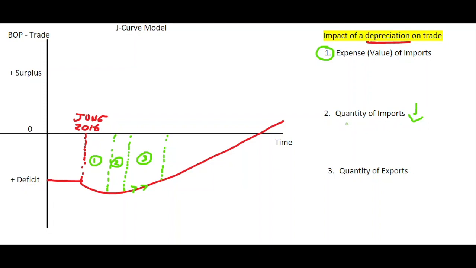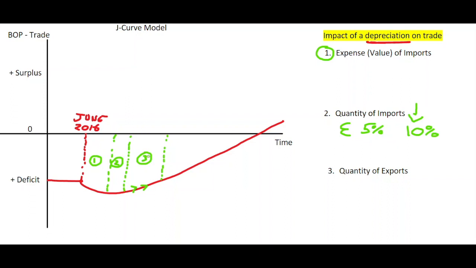Now, the actual quantity depends on the elasticity of imports. So for example, if imports are elastic, this would mean that if the price of them increased by, for example, 5%, well then the quantity demanded of them would drop by greater than 5%. So for example, by 10% in this case. So if imports are elastic, they respond proportionately more to the change in the price of imports.